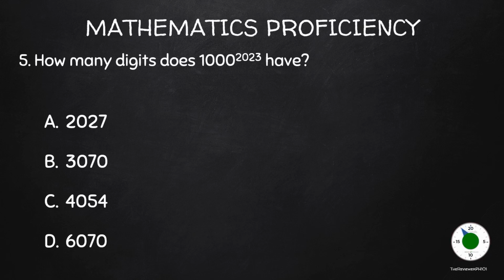Five, how many digits does 1000 raised to 2023 have? A. 2027. B. 3070. C. 4054. D. 6070. The correct answer is D.